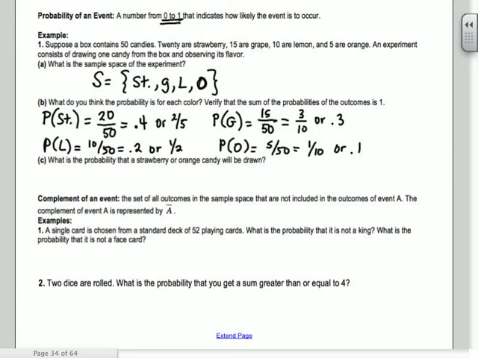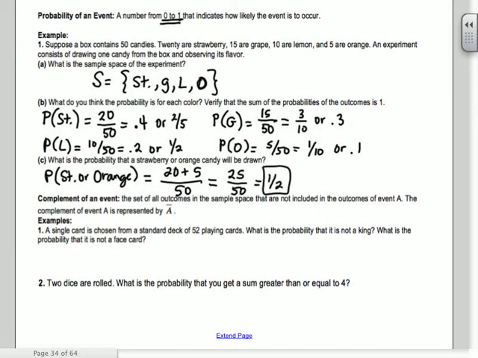Then we say, what is the probability that a strawberry or an orange candy will be drawn? Probability of a strawberry or an orange candy, well, there were 20 strawberry candies and 5 orange. When I add them together and take it out of 50, I get 25 out of 50. So I get 1/2. So 50%.